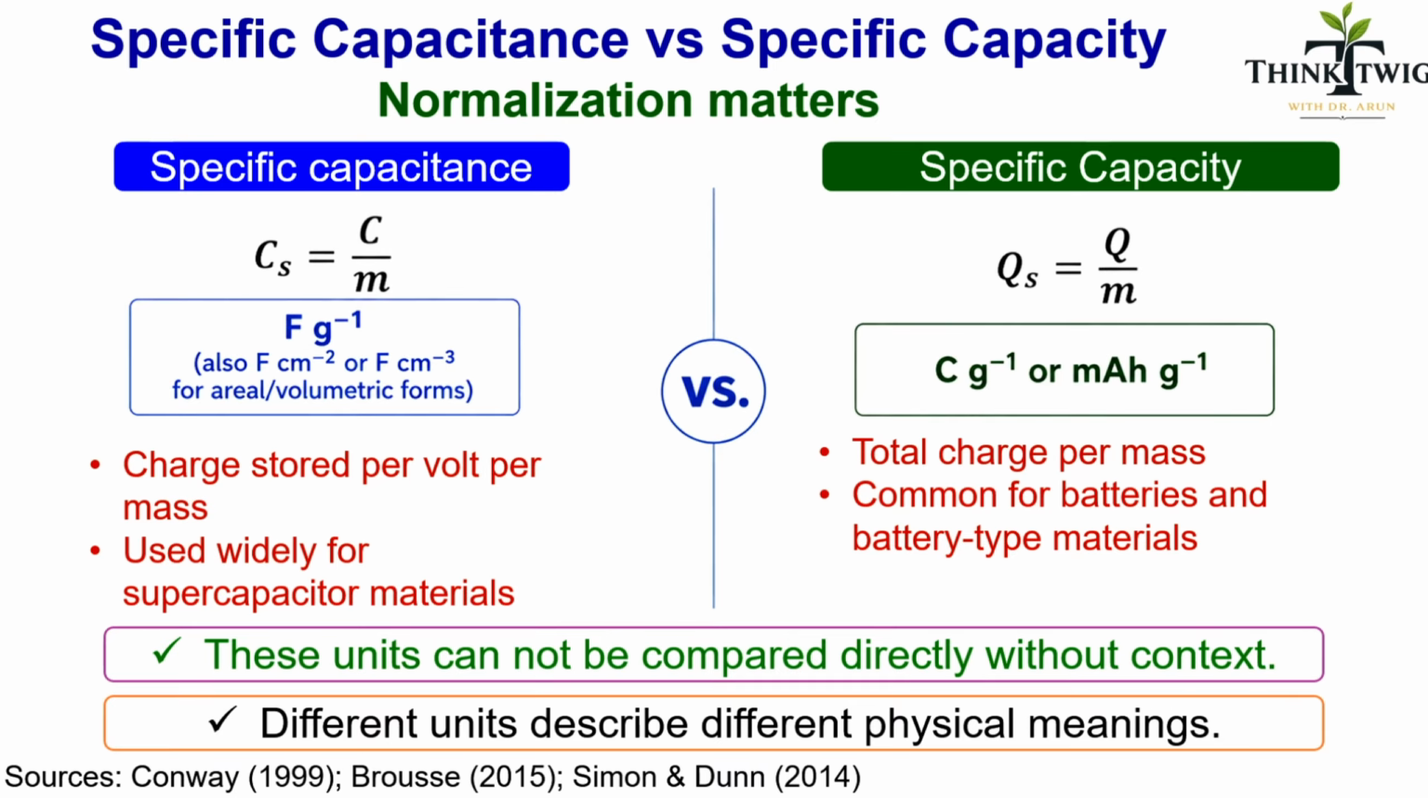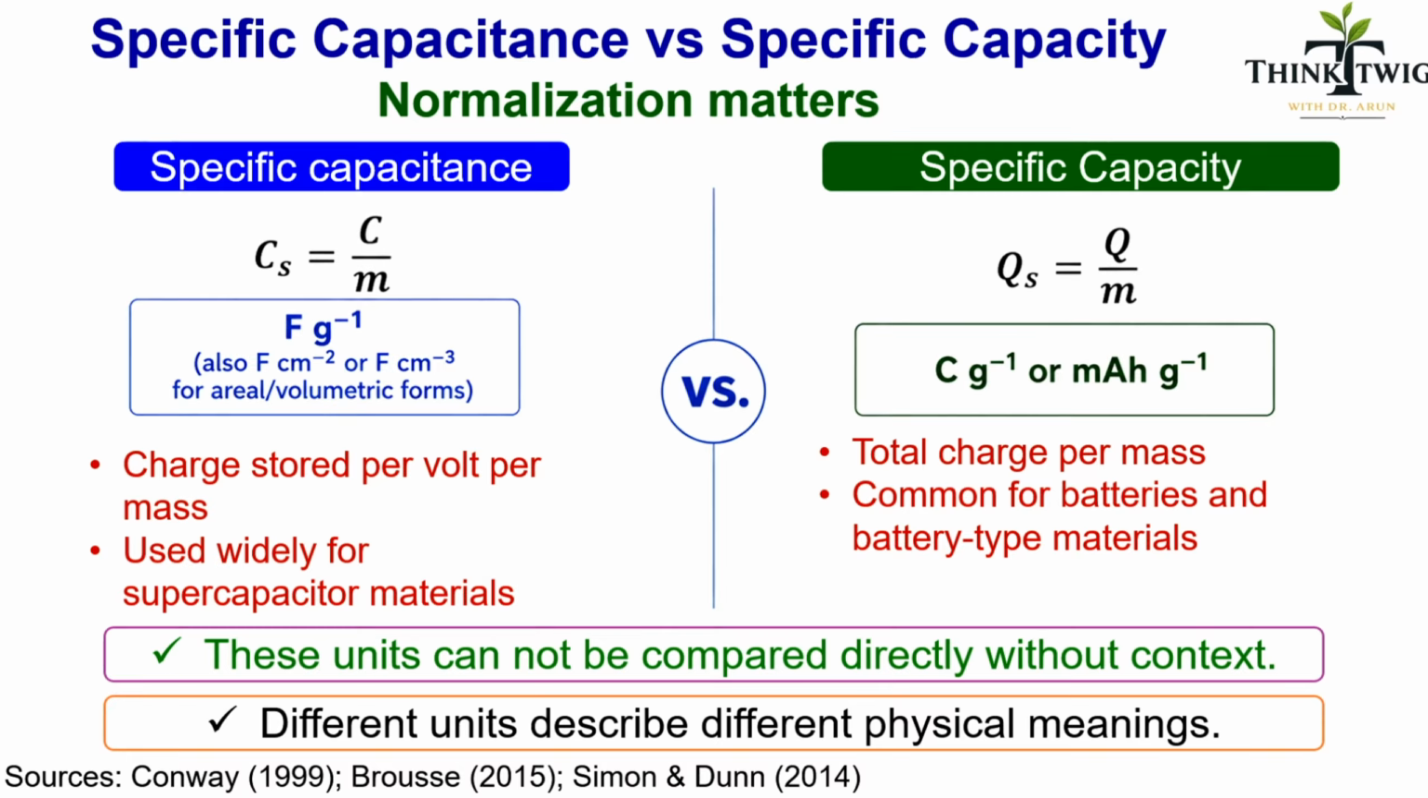Now we add mass to the calculations. In research, this is very important. Suppose two electrodes contain different amounts of active material. The electrode with more material may naturally store more charge. So comparing only the total value may not be fair. For this reason, we often divide the result by the mass of the material.